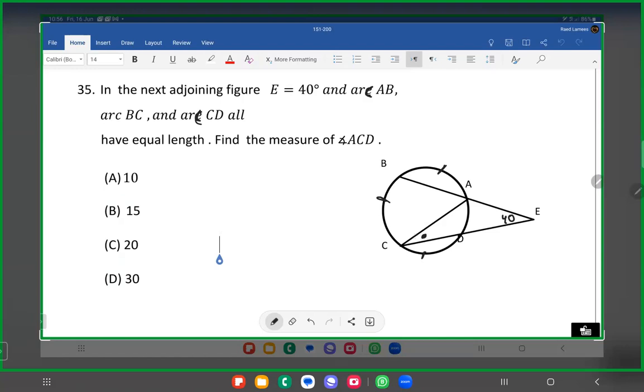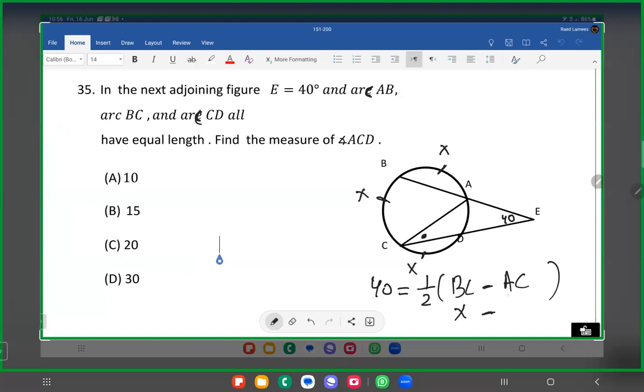How can I get this angle? First of all, I need to get the value of this arc. Later on, I'll tell you why I want this arc. There's a rule that says 40 equals half times the far arc, which is BC, minus the inner arc, which is AD. So I'm going to call this X, this X, and this also X. So 40 is equal to half times BC, which means X minus AD.